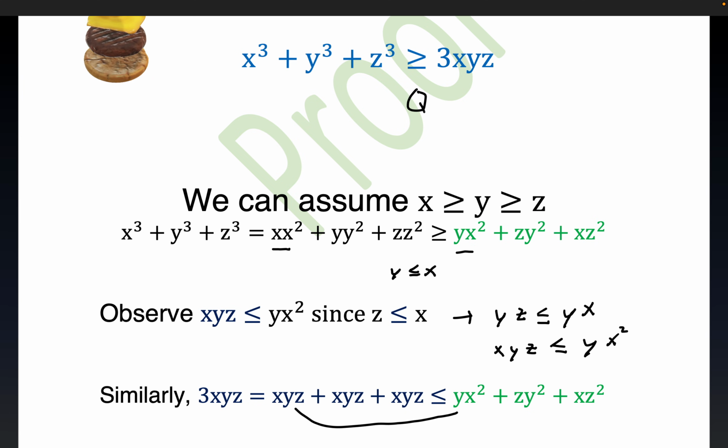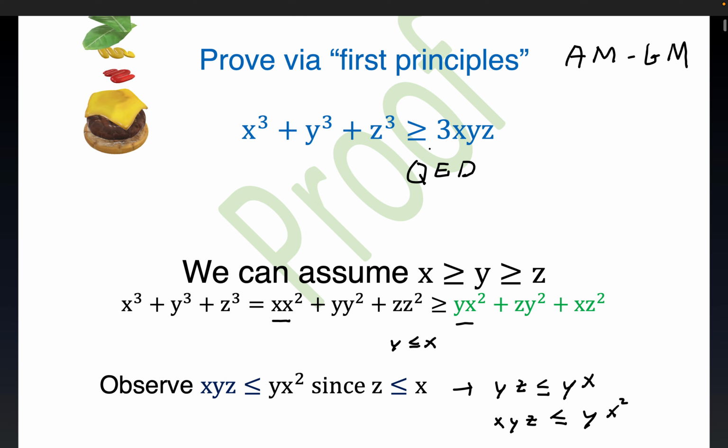I won't rewrite it, but if you just take a look at what we've written down, we have this object being greater than or equal to 3xyz, but we've shown that this very same object is less than or equal to x cubed plus y cubed plus z cubed. So that proves this statement right here. So we've proven it just by using very basic elementary stuff. So again, let me know what you think.